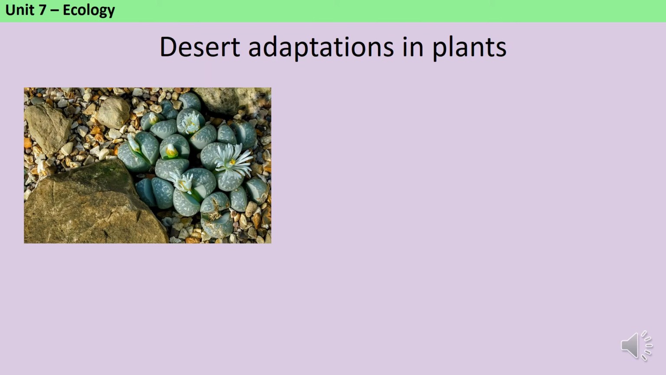It's not just animals that you need to be able to describe the adaptations of. A really common exam question would ask you to describe and explain the adaptations of animals and plants in a particular environment, and often if you only talk about animals, then you can only get half the marks. This stone plant is able to survive really successfully in the desert, and it's adapted in a number of ways to allow it to do so.